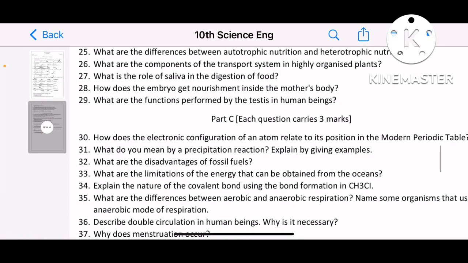Next question, question number 29. What are the functions performed by testes in human beings? As we all know, testes are the part of male reproductive system. A pair of testes are present in males. These are the primary sex organs. They produce male gametes, that is sperms. They also secrete hormones. So that is all for part B of September question paper.